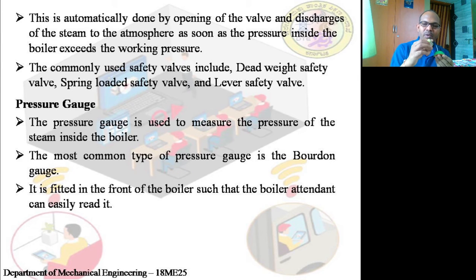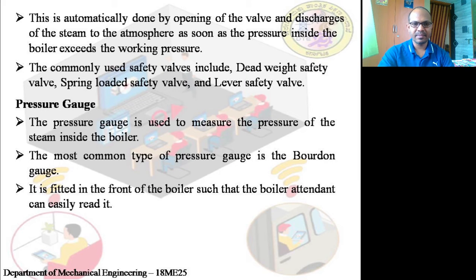And the second one is spring operated. The spring will expand, and then if the pressure is released, the spring will compress. That is one thing. And if it is lever operated, we can operate it by a lever. That's it. Three types of safety valves are being used.